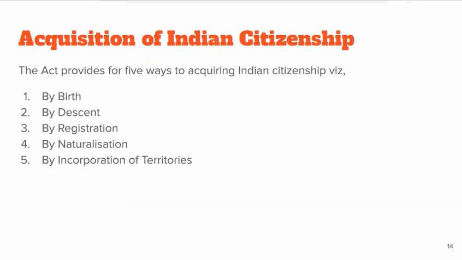Now, the third mode, by registration. Under this registration process, the central government may, on an application to register as a citizen of India, register any person who is not an illegal migrant.